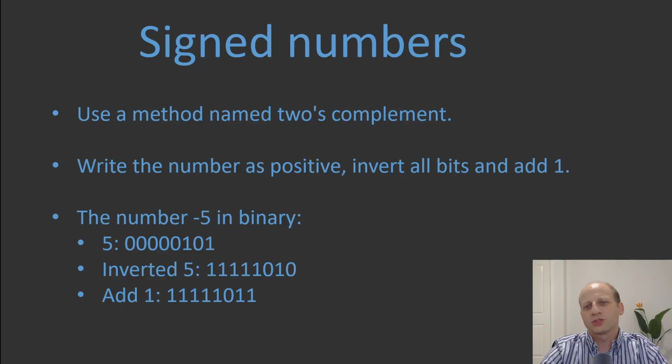What if we would like to store negative numbers in addition to positive? The most common way to store negative numbers is to use a method named 2's complement. To store a negative number, we write it as a positive, then we invert all bits and add 1. For example, the number -5 will look like this. We will write it as +5, invert the bits, and then add 1.